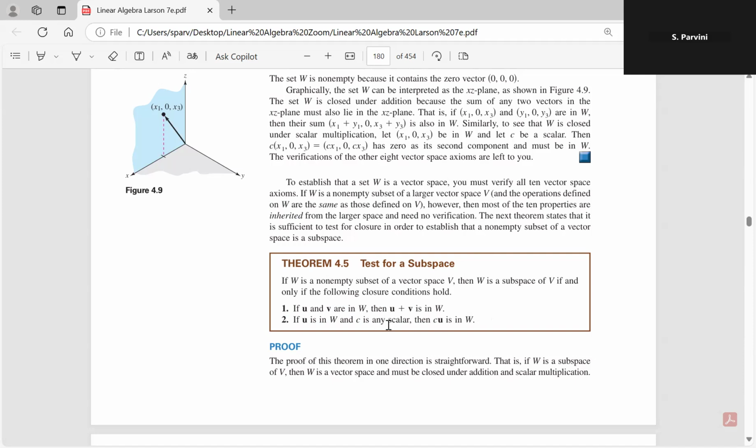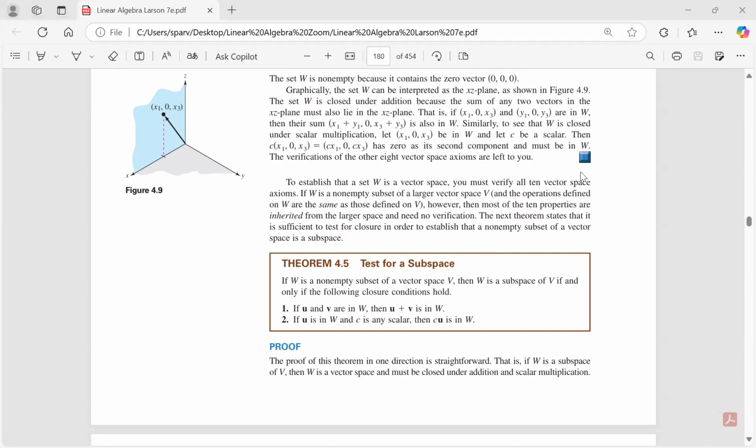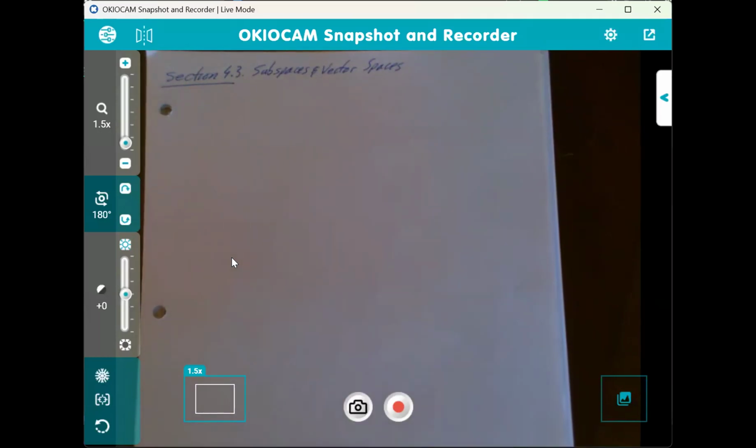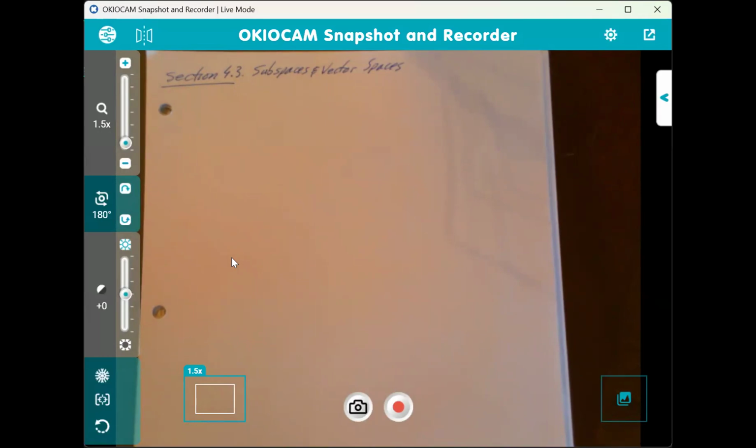Now, let me show you why we need to test this, and then I will prove this for you. So I'm going to switch here. Let me switch my share with you. I'm going to switch to my OQCam here. All right. And let me turn the light on. Good, so you can see better.